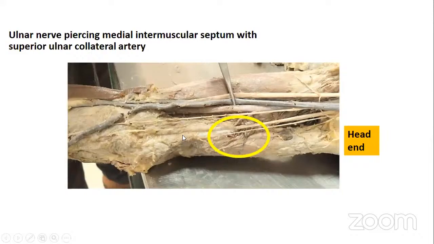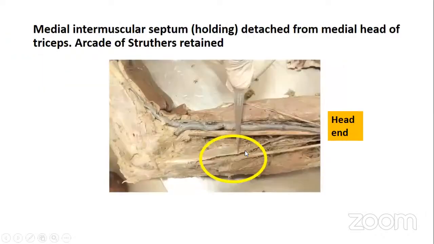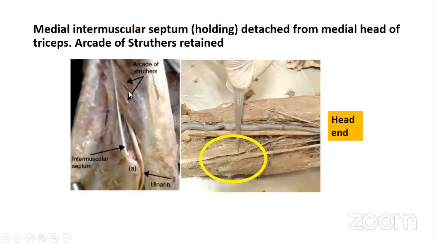Okay. This is a dissection in our own cadaveric specimen, where you see the nerve piercing the intermuscular septum at this point. There's a superior collateral artery there. And then if you remove this, this is where the arcade of Struthers is coming in. I've just ticked off the intermuscular septum.